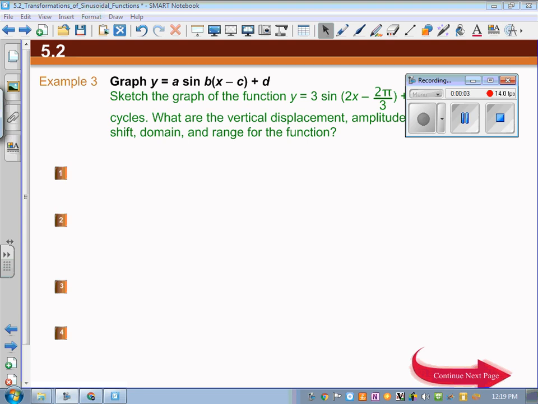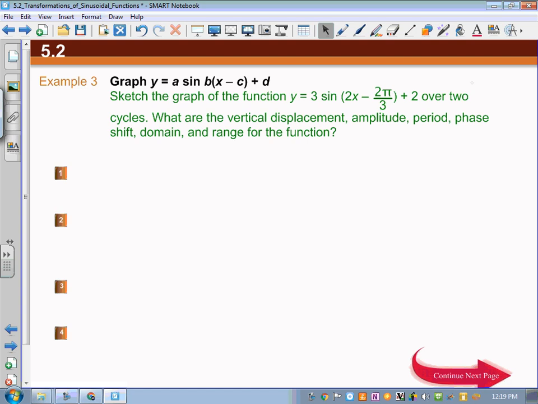Welcome to example 3 in 5.2. Again, just steadily increasing the complexity of these functions. We see that there's a lot of transformations happening in this. In fact, this is kind of the full meal deal. We're going to have A, B, C, and D all interacting on one function.